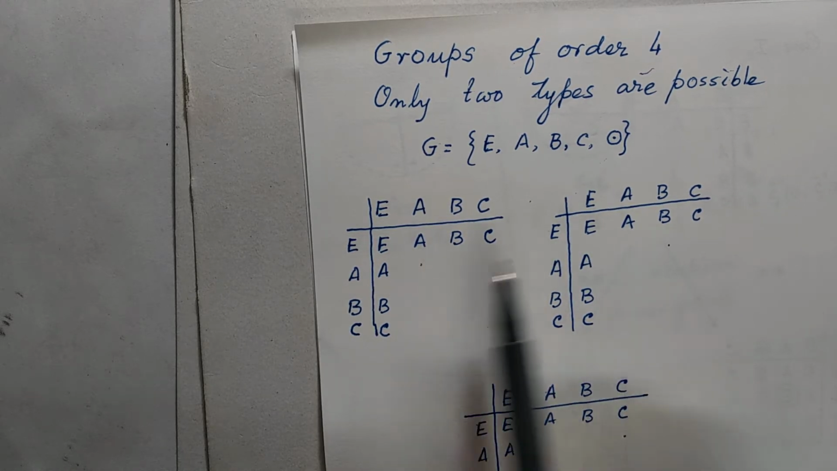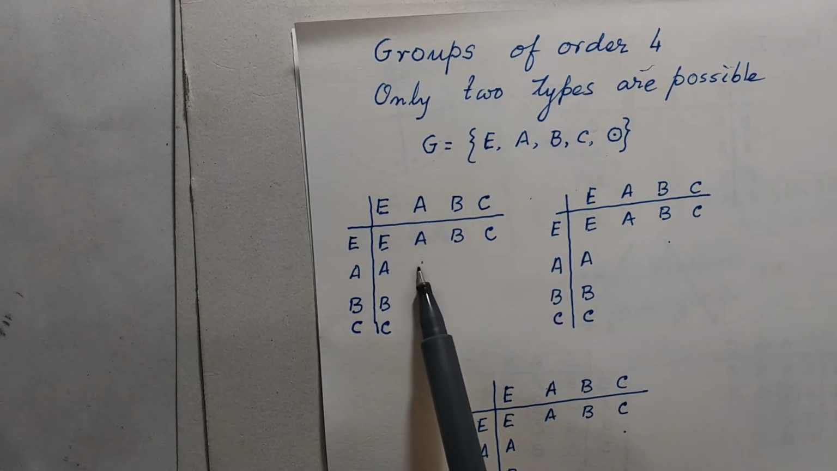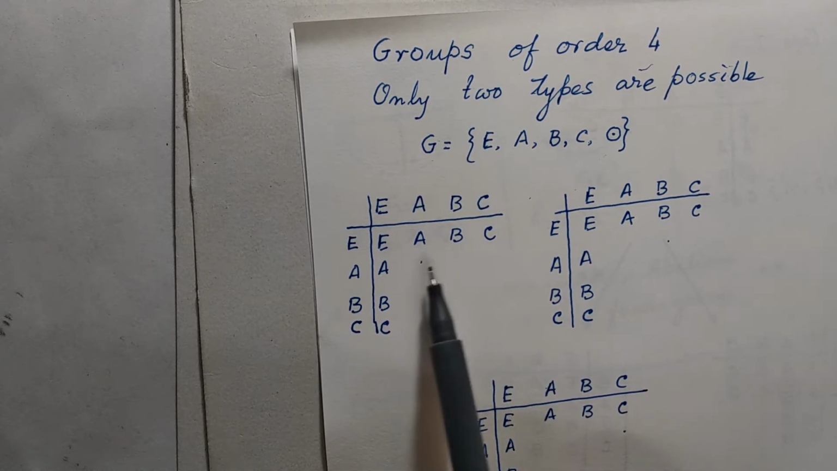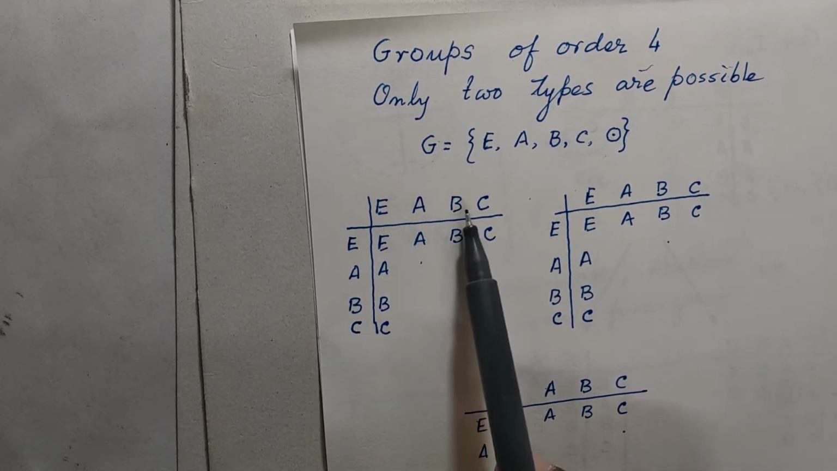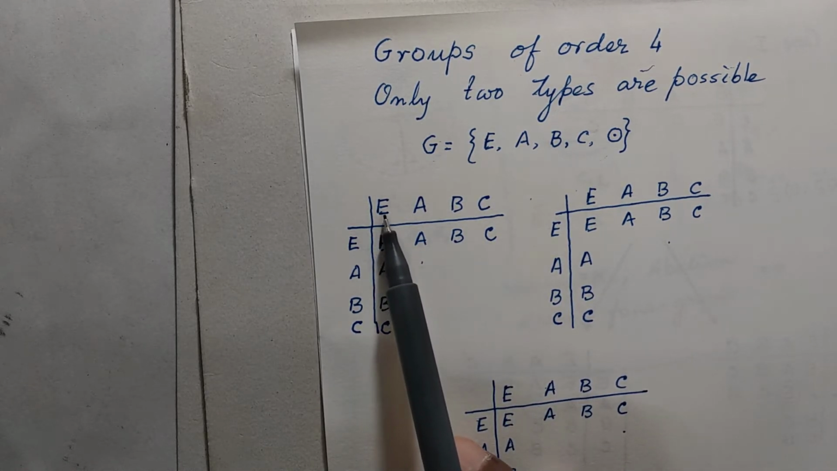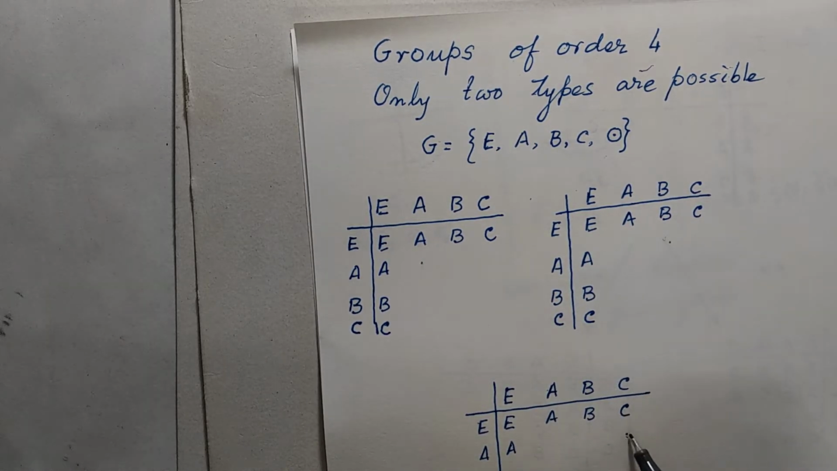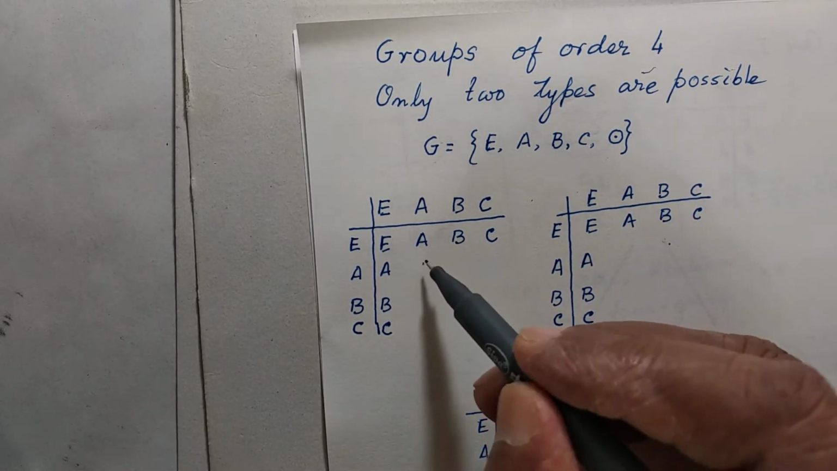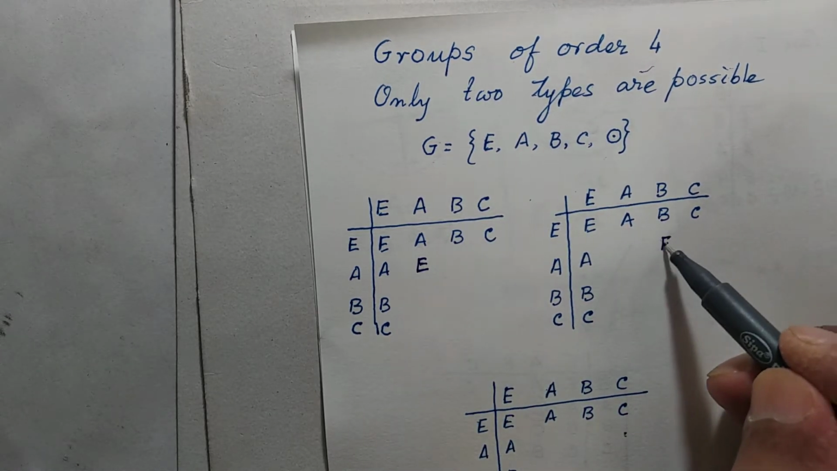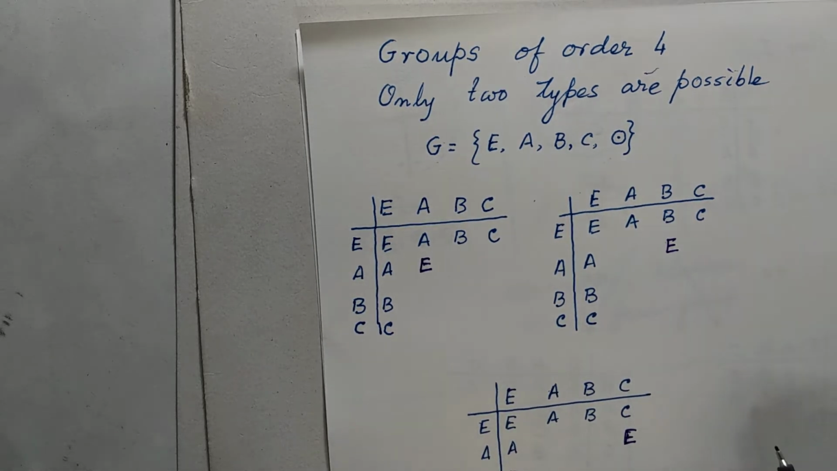I have written here three such partial tables because if we consider this row, it is to be filled up with E, B and C because A is there. Now we can place E under A or under B or under C. We have three possible ways: placing E here or here or here. Hence I have taken three tables.